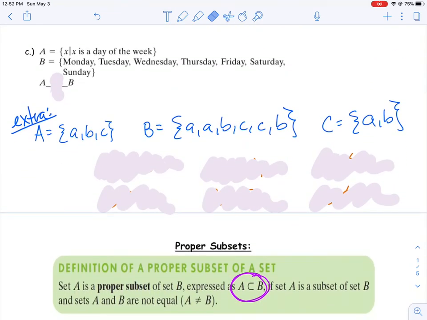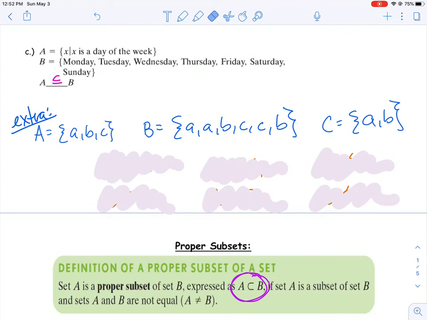C says that set A is the set of all x's such that x is a day of the week. If we were writing it out in roster method, wouldn't that be Monday, Tuesday, Wednesday, Thursday, Friday, Saturday, Sunday? Well, set B says that we have a set that contains the elements Monday, Tuesday, Wednesday, Thursday, Friday, Saturday, Sunday. So is set A a subset of B? Is every element of A in B? Well, to me, they're the exact same thing, so that's definitely a subset. Everything in A is also in set B. A is a subset of B.